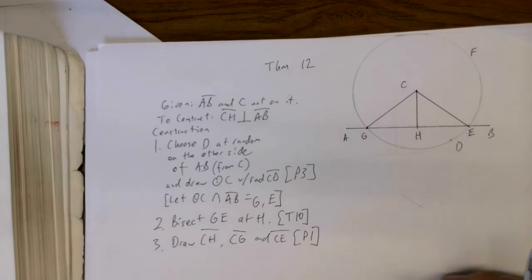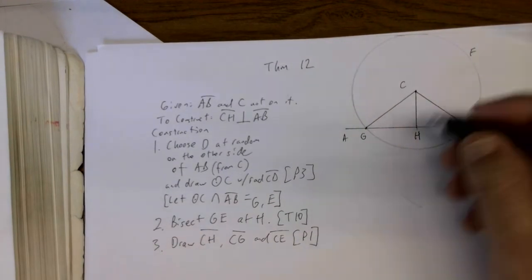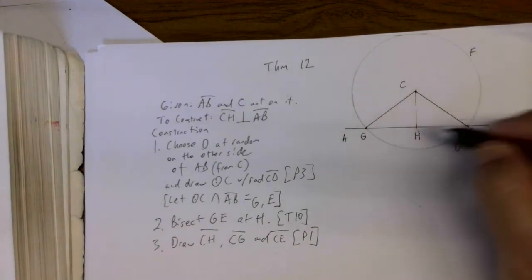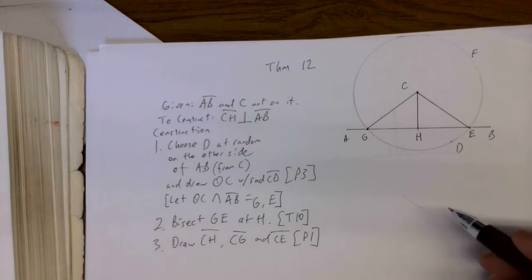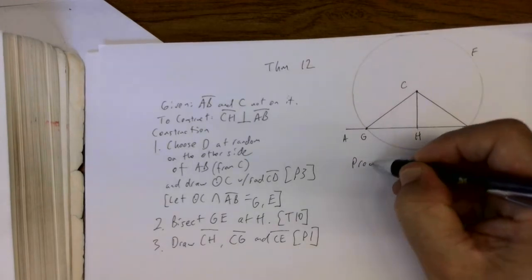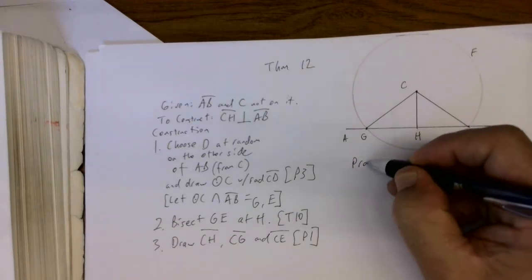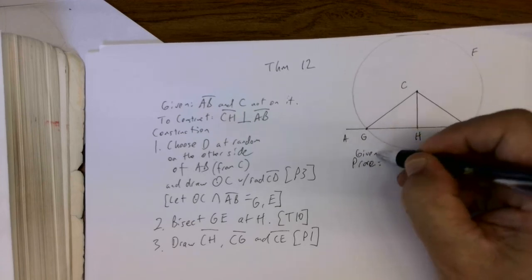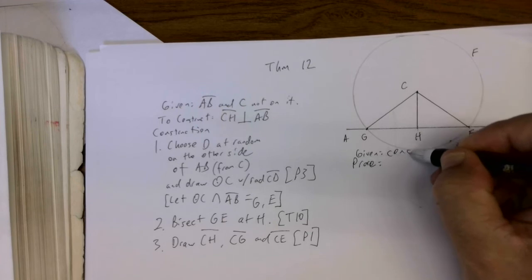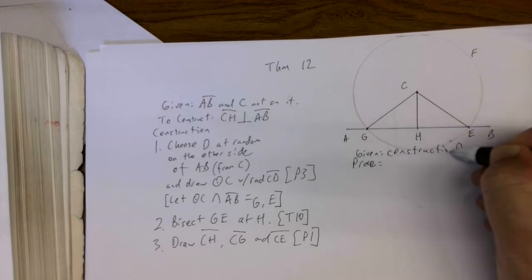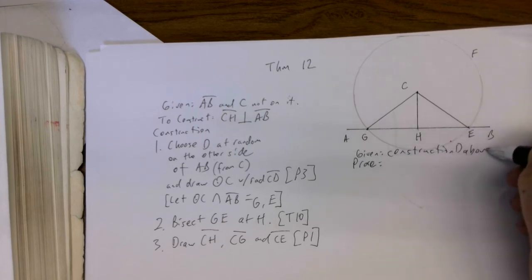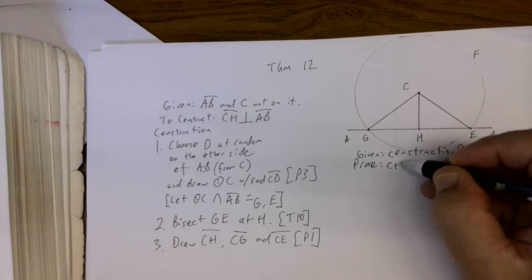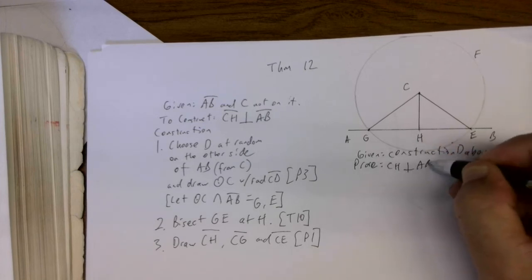There we go. The construction is finished. I say that CH is perpendicular to AB, but I don't expect you to take my word for it. Given the construction as above, I'm going to prove that CH is perpendicular to AB.